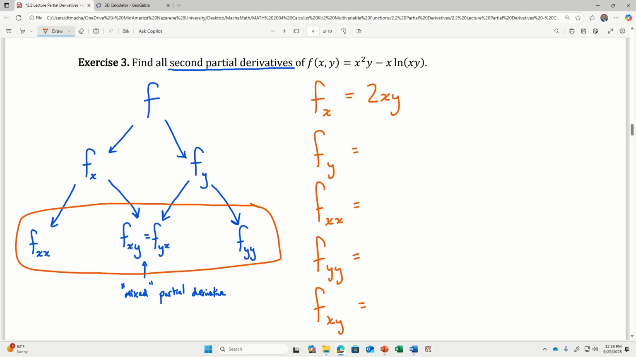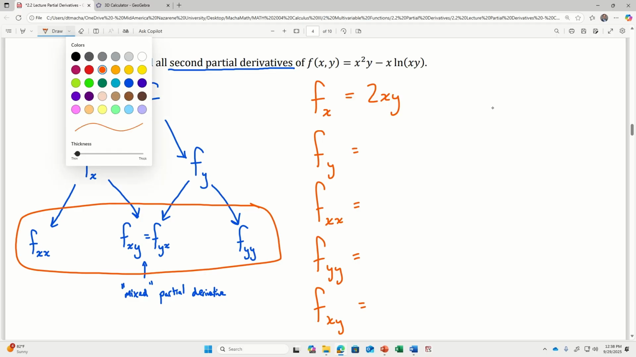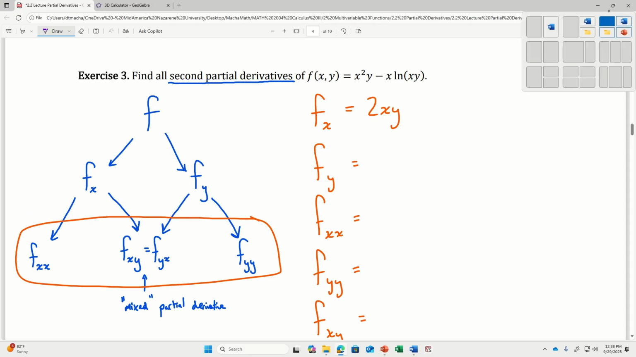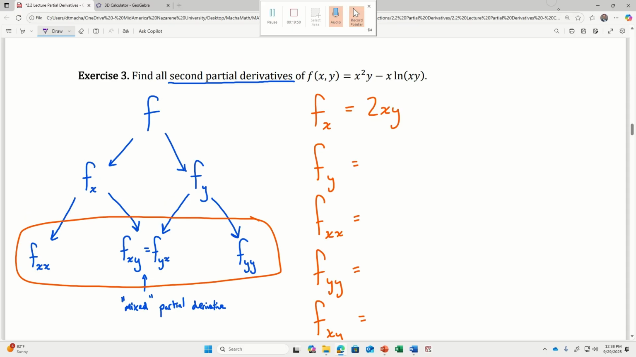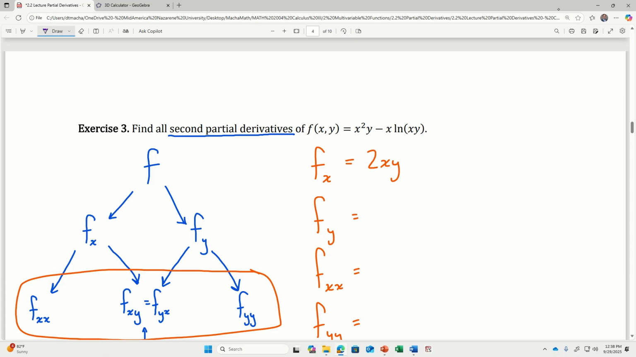Maybe. Let me write it down because I can't do it in my head. There's too many x's and y's. So here we go.